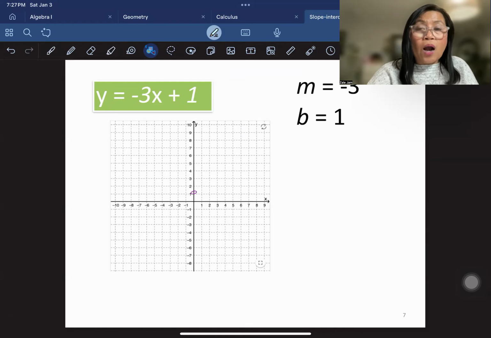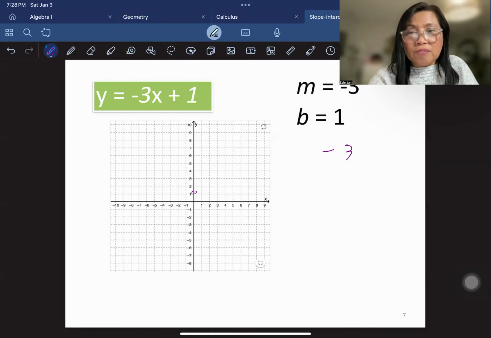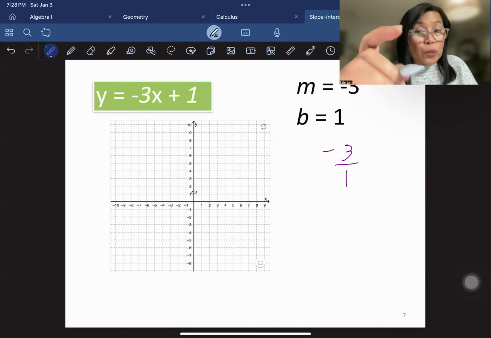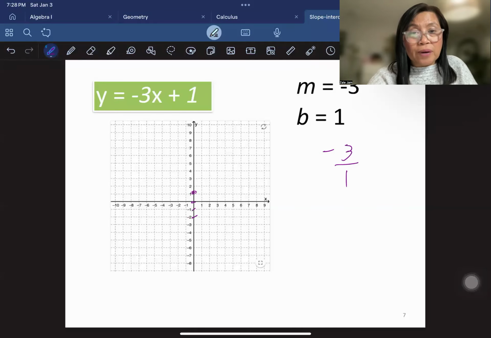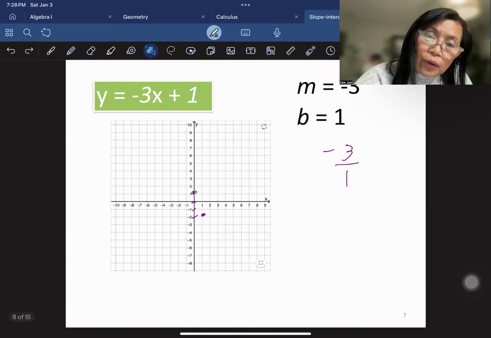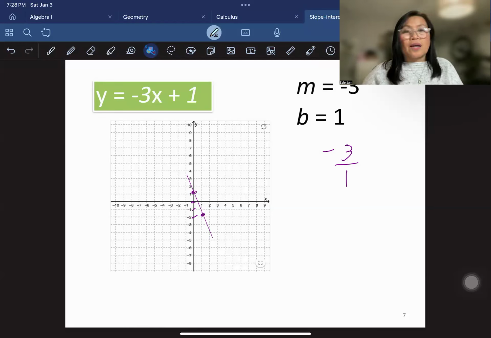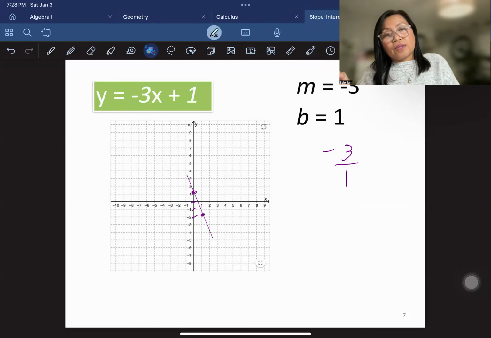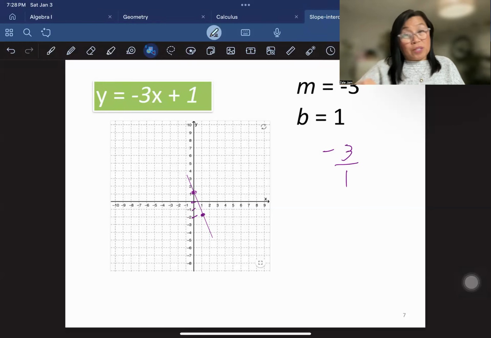And so our slope is negative 3. It means that we have a negative 3 over 1. So we go down 3 points from y equals 1 right here. Go down 1, 2, 3, and then we move to the right here. So this is our line. We connect these 2 points. And then we have this line, negative 3x plus 1.